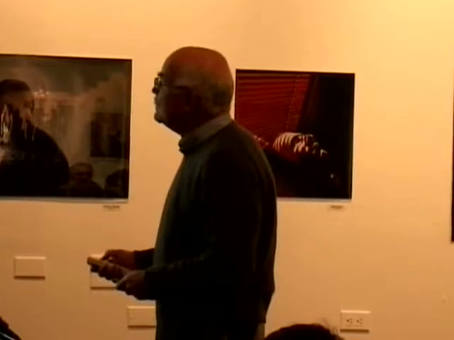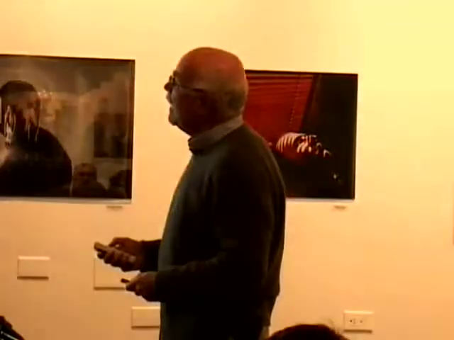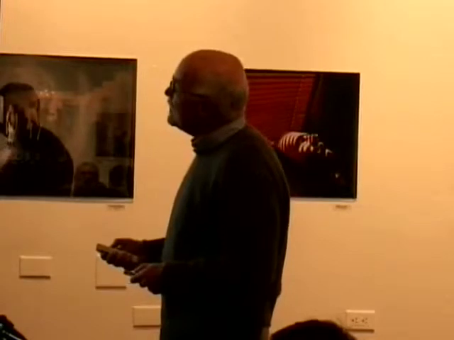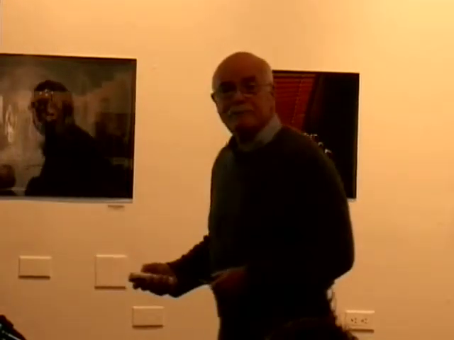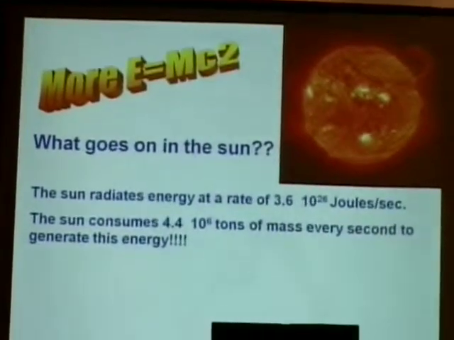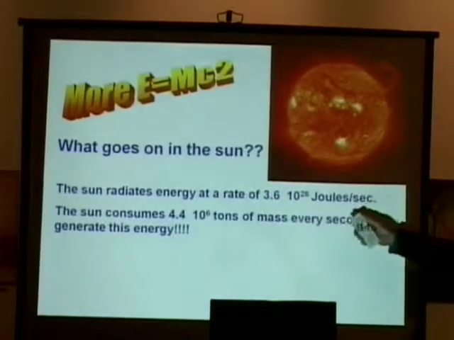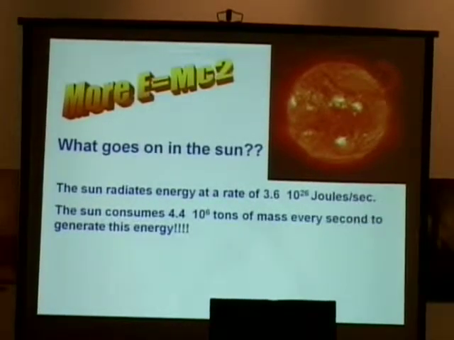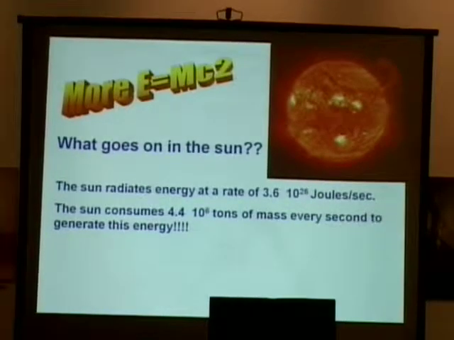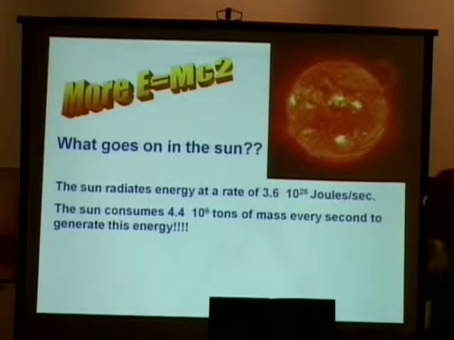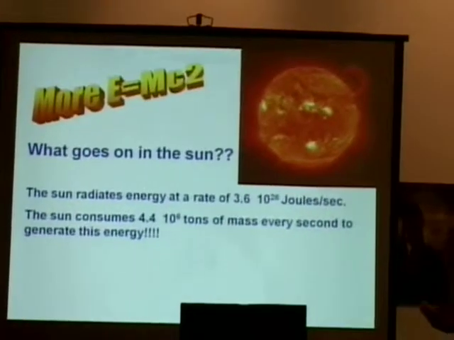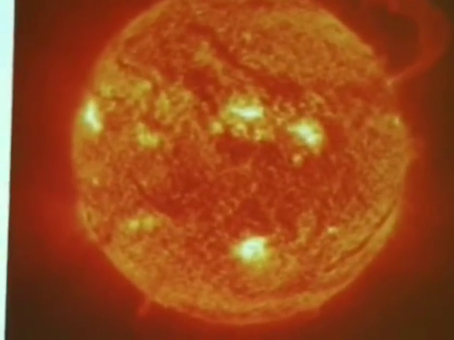And I thought it was interesting to look at a couple more consequences of E equals mc squared. What goes on in the sun? So the sun radiates energy. It's pretty straightforward to figure out how much energy the sun radiates by seeing what we actually measure here on Earth. And it radiates energy at this staggering number, 3.6 times 10 to the 26 joules per second, which means that it's actually consuming 4 million tons of mass every second to generate this visible energy.